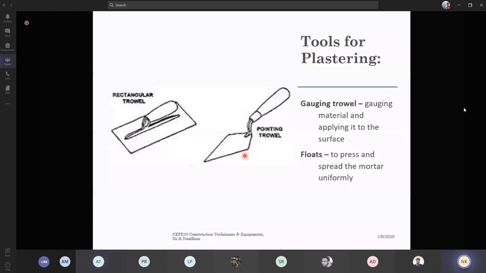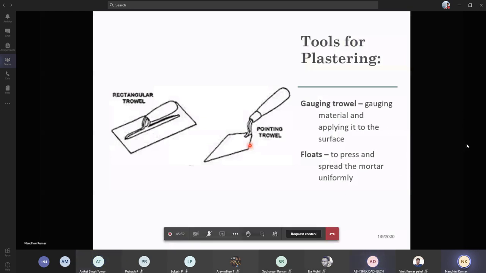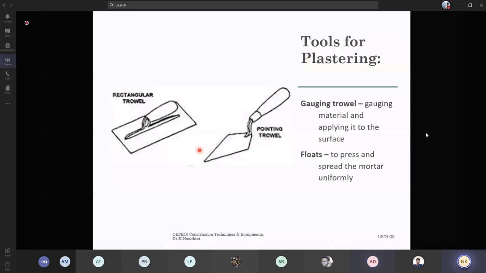Rectangular trowel and pointing trowel. Have you ever seen this? Yes, ma'am. Do you know for what purpose they are using this? For plastering. Which one is used for plastering? Rectangular one, to give the finishing touch, ma'am.